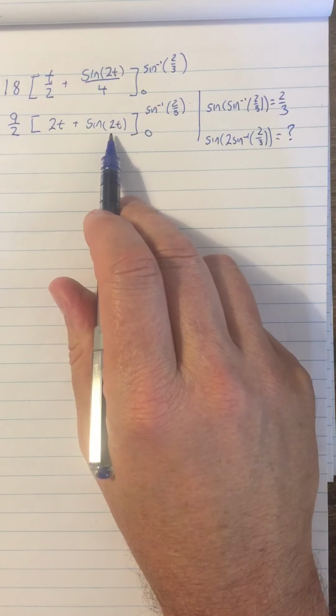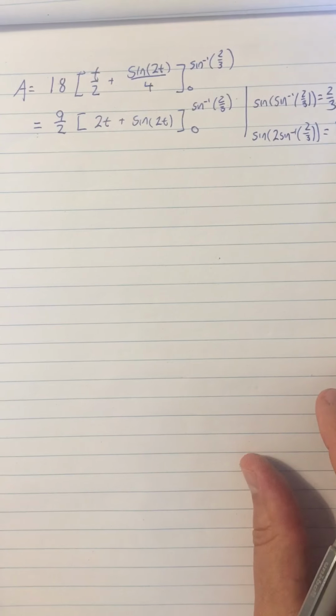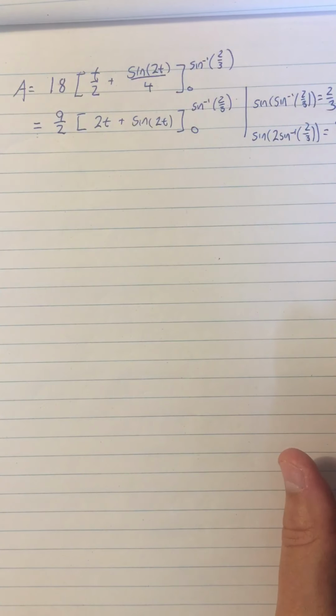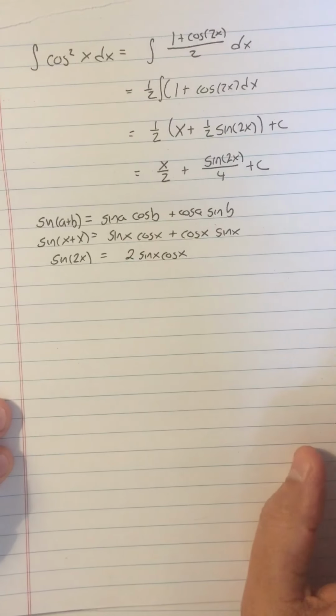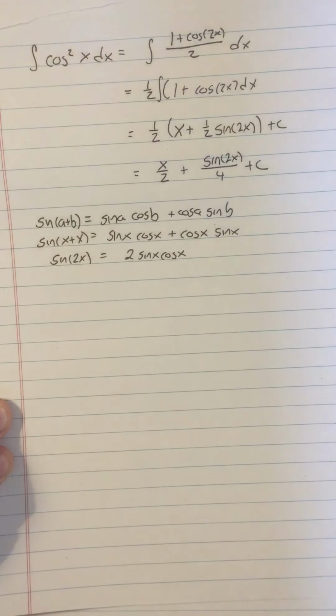Sine is not a linear function, that means we cannot factor the 2 out, as you hopefully already know. But there is a way to get the 2 out, though. If you recall that we once upon a time said that sine of 2x is equal to 2 sine of x cosine of x. So this is how we manipulate expressions to get things that we want.